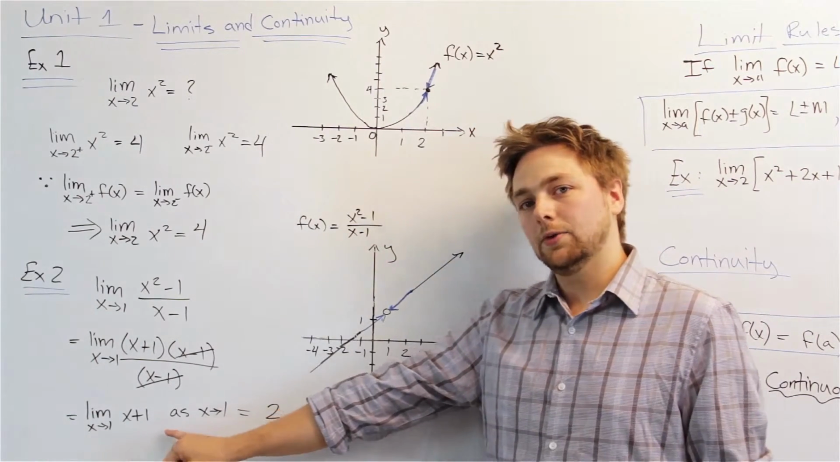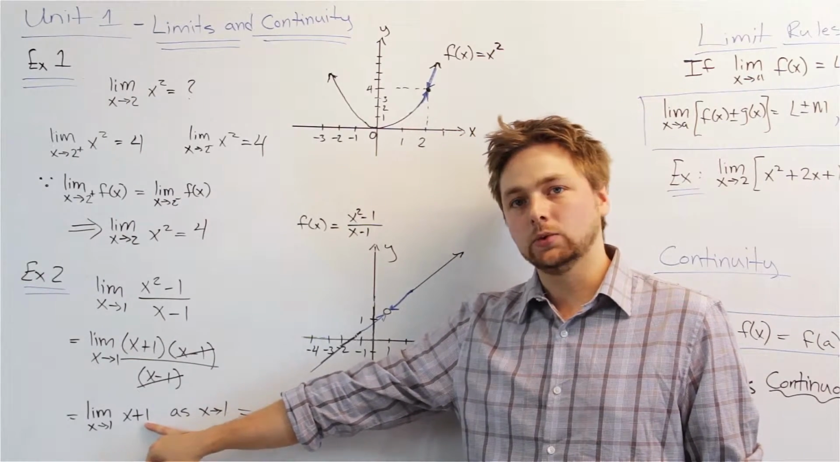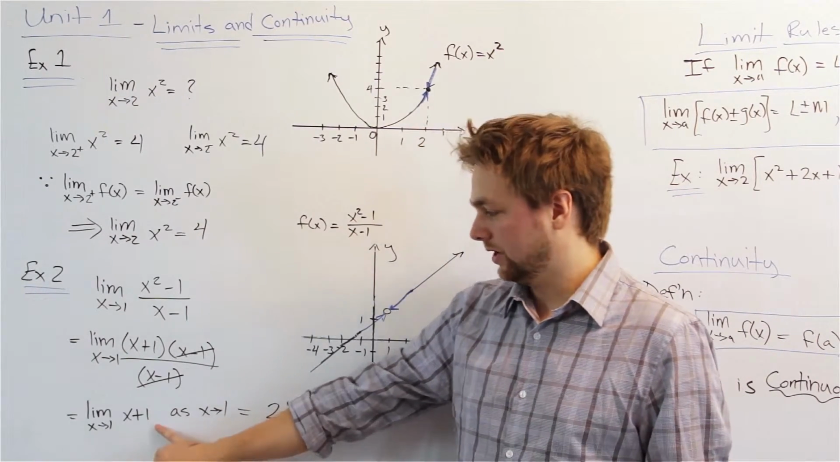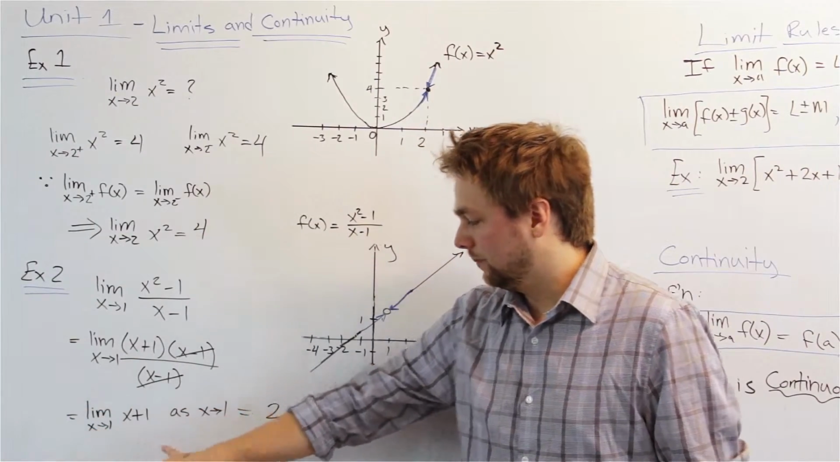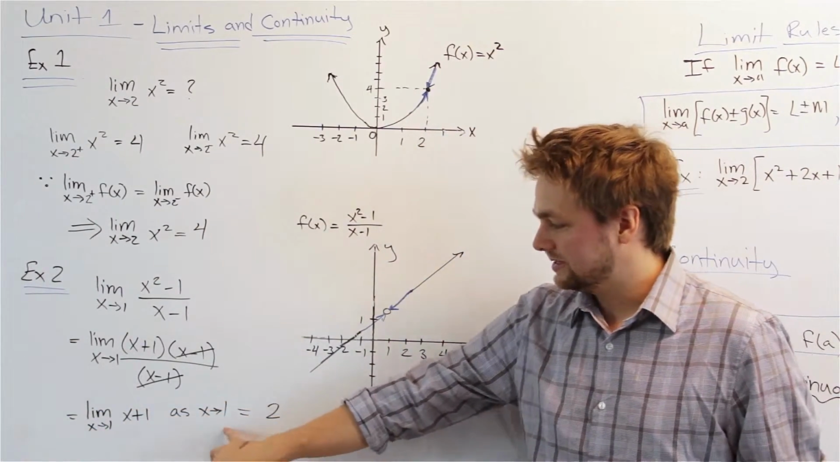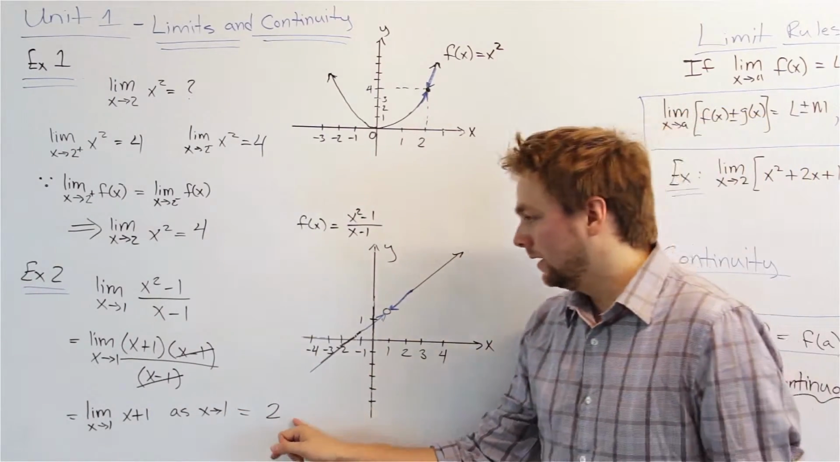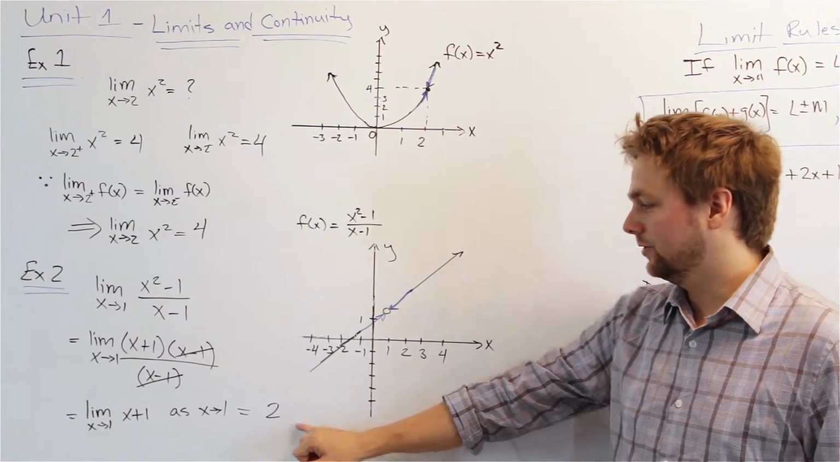Because I said that we don't actually care about what's happening at x equals 1, we can ignore the restriction, and now if we plug in the value x equals 1 into this function, we can say as x goes to 1, the value will be 2. Now let's check our intuition.